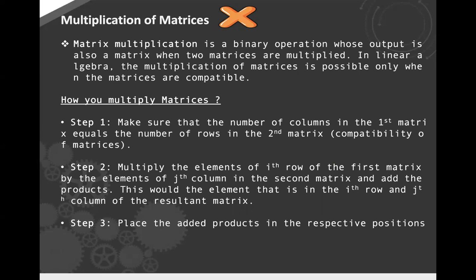Step 1 is to make sure that the number of columns in the first matrix is equal to the number of rows in the second matrix. Step 2, multiply the elements of the first row of the first matrix by the elements of the first column in the second matrix and add the products. This element is in the first row and first column of the resultant matrix. And then step 3, place the added products in their respective positions.